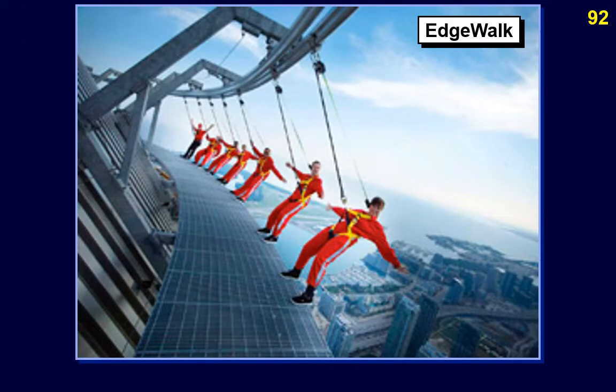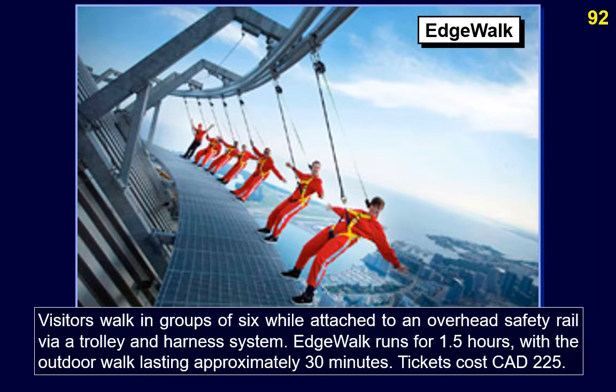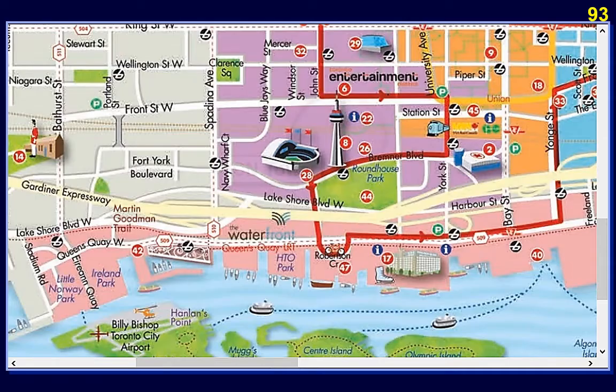Visitors walk in groups of 6 while attached to an overhead safety rail via a trolley and harness system. Edge walk runs for 1.5 hours, with the outdoor walk lasting approximately 30 minutes. Tickets cost $225 Canadian dollars. This shows the location of the CN Tower.